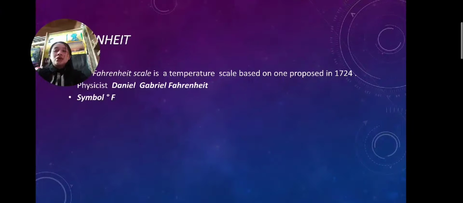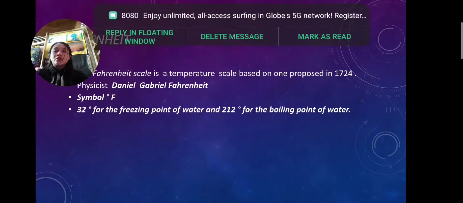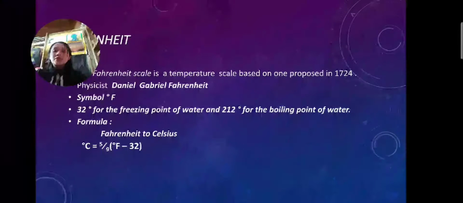When we say Fahrenheit, this scale is a temperature scale based on one proposed in 1724 by the physicist Daniel Gabriel Fahrenheit, with a symbol of degree denoted by F. The freezing point of water in Fahrenheit is 32 degrees and the boiling point of water is 212 degrees. The formula of Fahrenheit to Celsius is degree Celsius equals 5/9 (degree Fahrenheit minus 32).